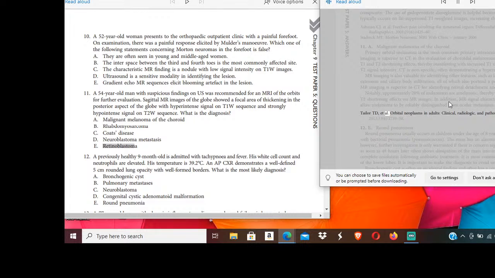Taylor TD, et al. Orbital neoplasms in adults, clinical, radiologic, and pathologic review. Radiographics. 2013, 33, 617 39 58. 12e, round pneumonia.